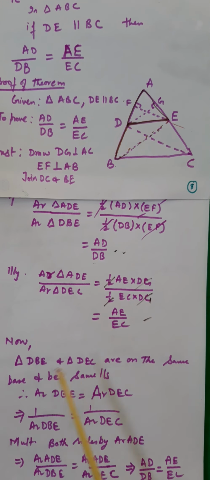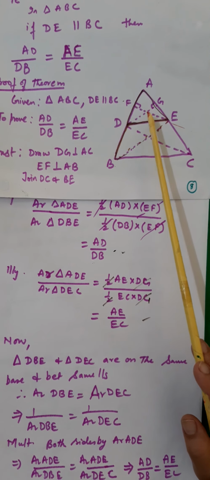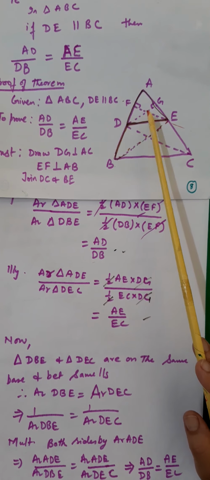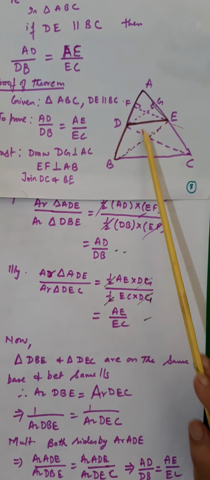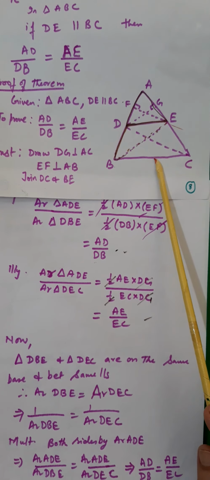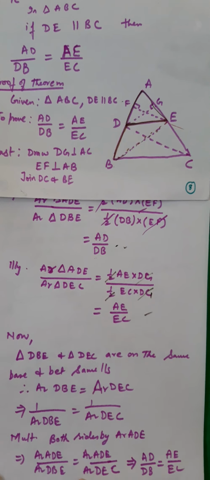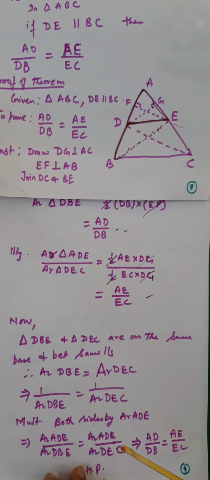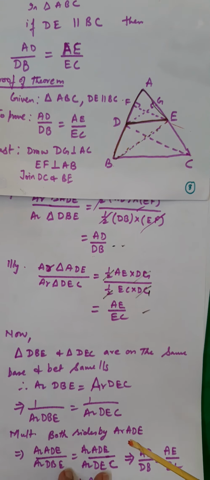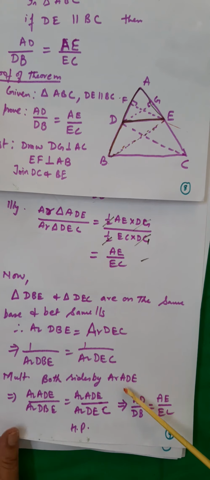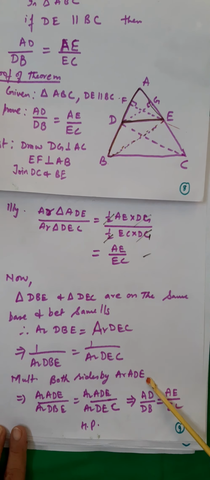Now, we notice that these two triangles DBE and DEC are on the same base and between the same parallels. Therefore, their areas will be equal. We can take their reciprocal. That means 1 upon area DBE would be equal to 1 upon area DEC. Multiply both the sides by area ADE.